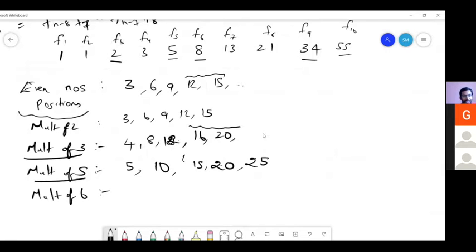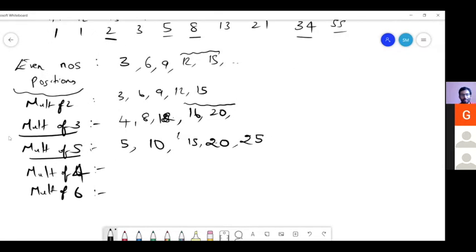Multiples of 4. We left multiples of 4 here. They occur at multiples of 6: 6, 12, 18. Okay, interesting. Then the first multiple of 6 is 12, right? F12.